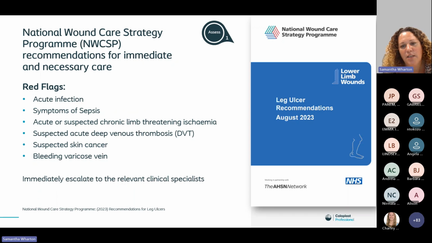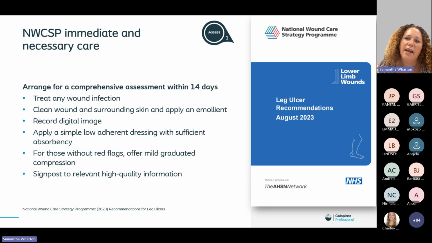mercury. And this is a really new way of thinking since these recommendations came out. And it's meaning that those patients are getting that appropriate care sooner, which is really, really important. After that immediate and necessary care, you then have to arrange for that comprehensive assessment within 2 weeks. So that means that within those 2 weeks after you've started that reduced compression, you need to do that full lower limb assessment. Once that full lower limb assessment's been completed within those 2 weeks, you will then know if that patient can go into strong compression of 40 millimeters of mercury.